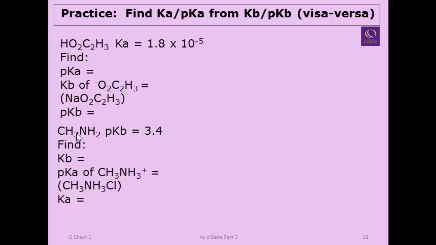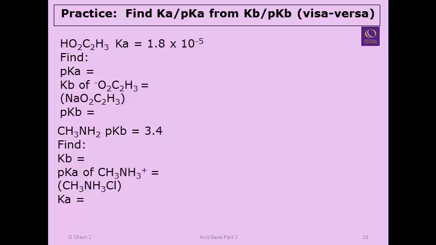Then let's drop down to another type of base. This is methylammonium. So it's very similar in structure to ammonia. It has a pKb of 3.4. Can you find the Kb? Can you also consequently find out the pKa of this particular base's conjugate acid, which is the methylammonium cation? And consequently, if you know its pKa, can you find its Ka?